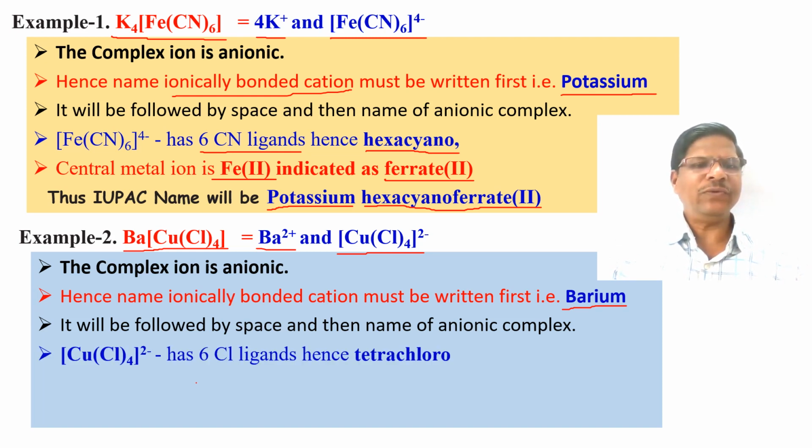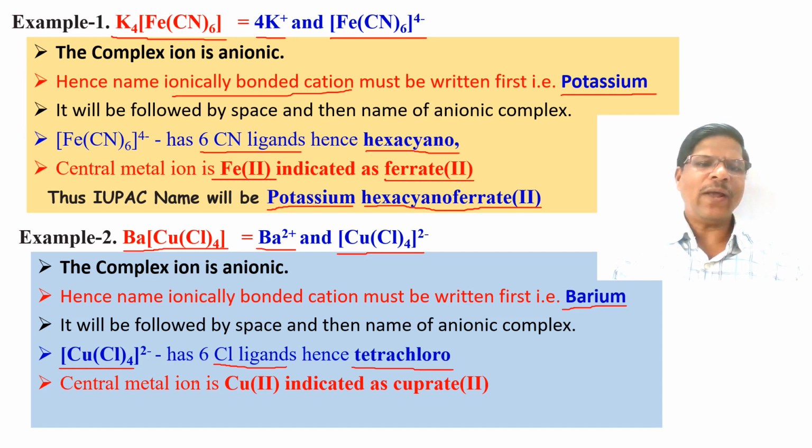If you see CuCl4 2-, there are 4 chloride ligands, so we must write down tetrachloro. Copper is the central metal ion to which the chlorides are bonded. So for copper, the name is cuprate-2. Copper is indicated as cuprate-2.